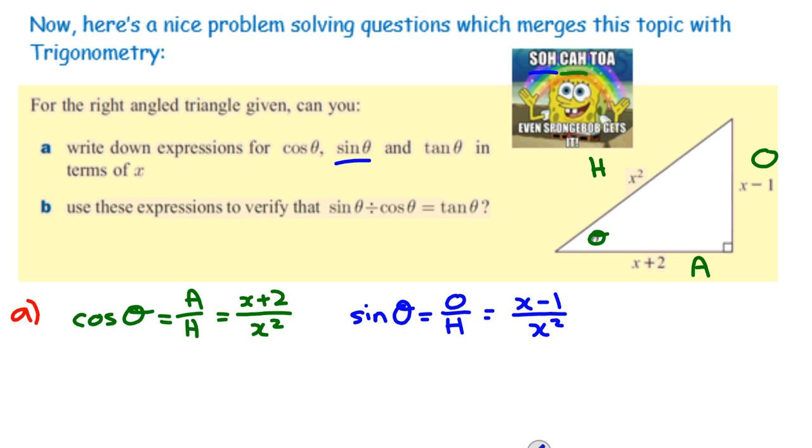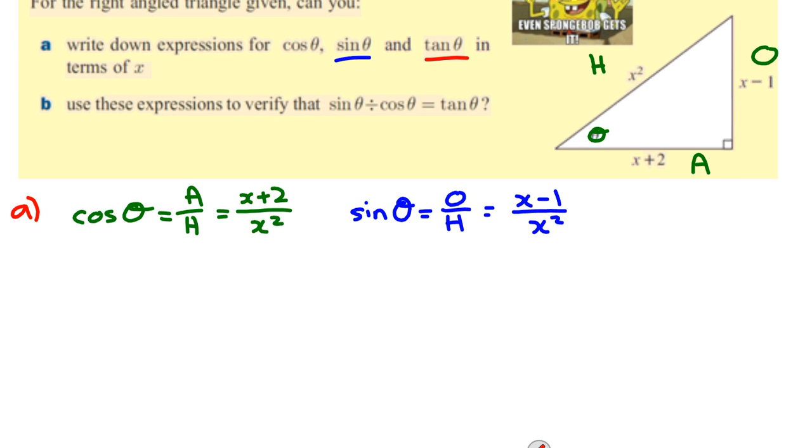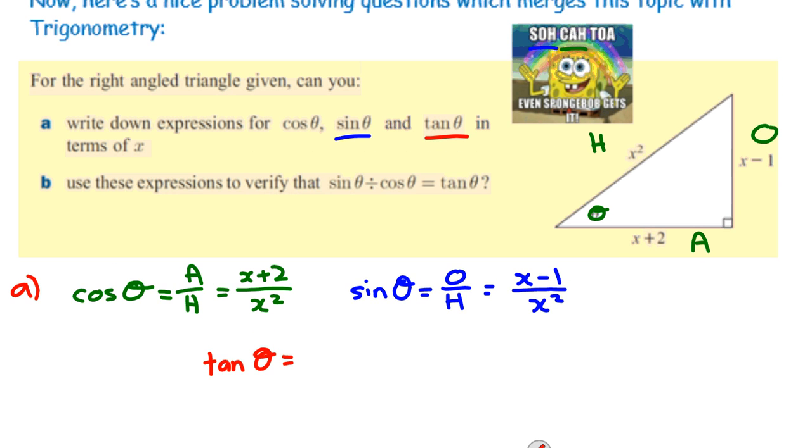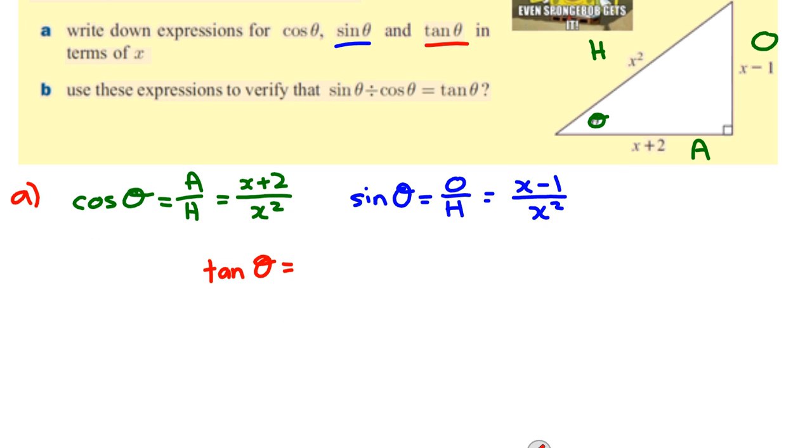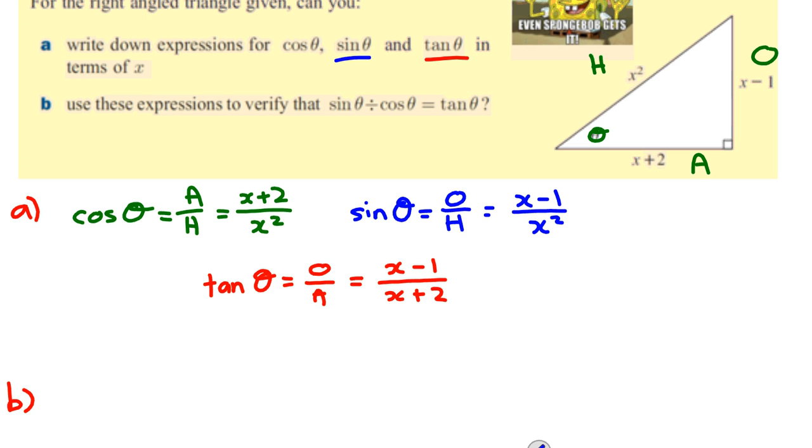And the last one they want is tan theta. So I might do that down here. Tan theta, according to SOHCAHTOA, is opposite over adjacent, which equals, opposite is x minus 1, adjacent is x plus 2. So that's question A done. Now they want us to do B, and in B, they want us to use these expressions to verify that sine theta divided by cos theta equals tan theta.